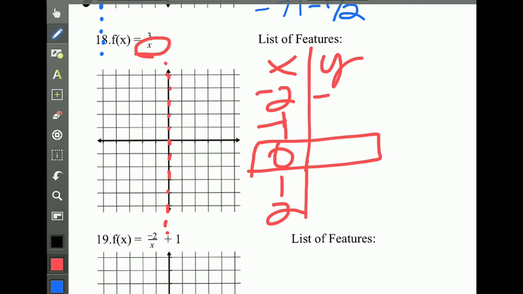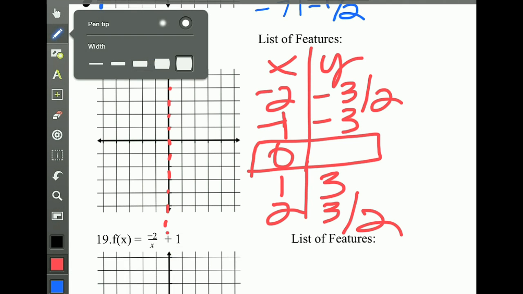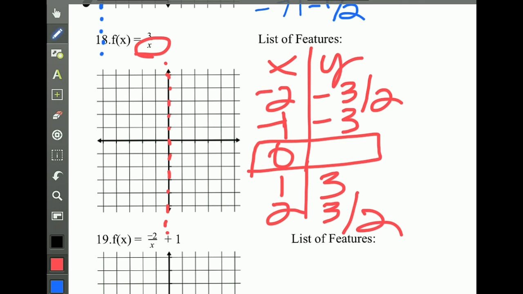3 over -2 is -3 halves. 3 over -1 is -3. 3 over 1 is 3, and 3 over 2 is 3/2. Plot those points. So -2, -3/2, -1, -3, and 1, 3, and 2, 3/2 right about there. There you go. So that's what that graph should look like.